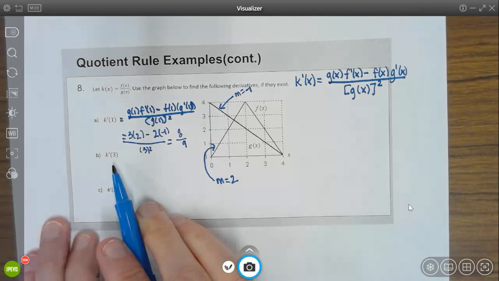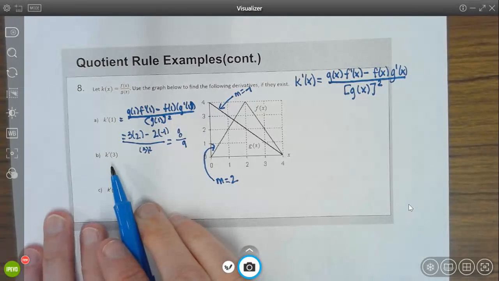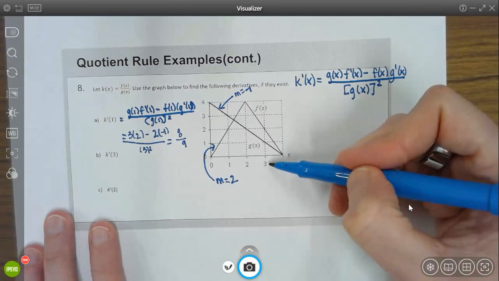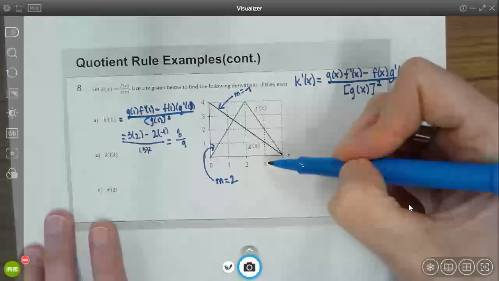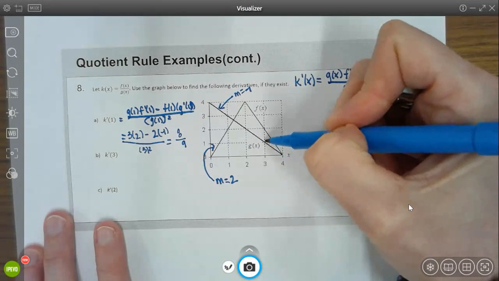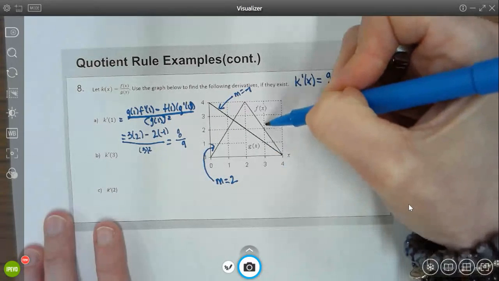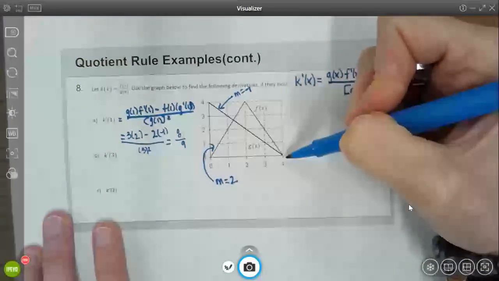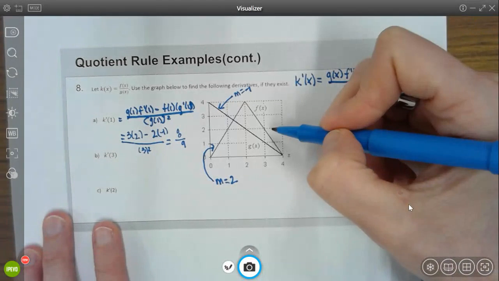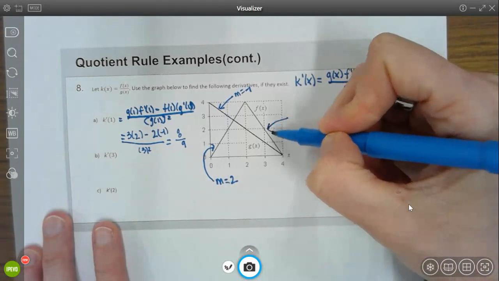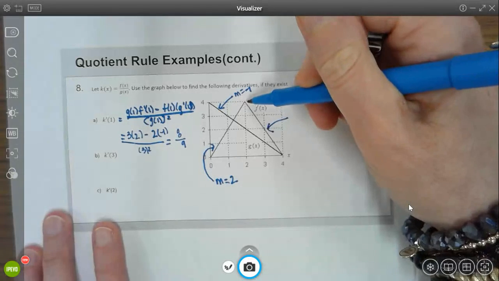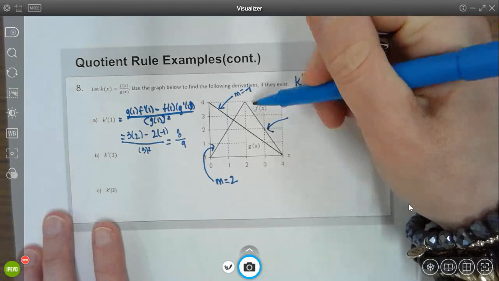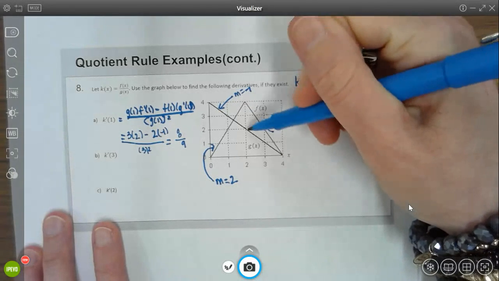We basically repeat the same thing for k prime of 3, but now we're going to look at what happens when x is 3. And when x is 3, I'm going to find g of x by looking at where this line is hitting there at y. For f of x, I'm going to grab this point, and then again, their primes, their derivatives, are going to be the slopes. So the only thing that's changing now is that right here, when I'm between 2 and 4, my slope is now decreasing, and it's going down 2 over 1.